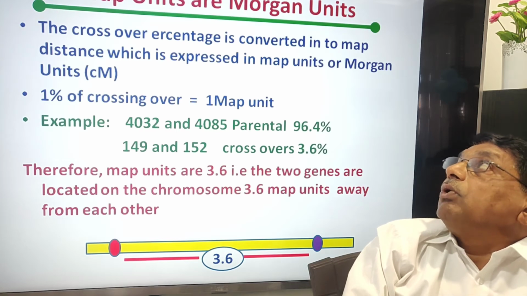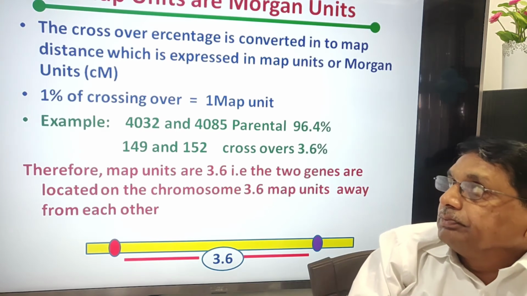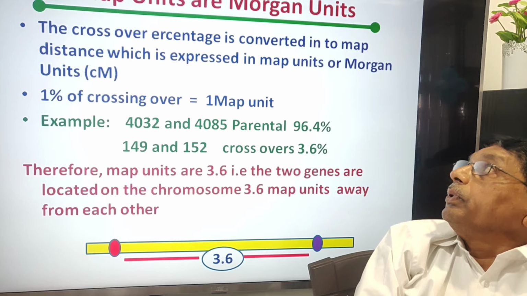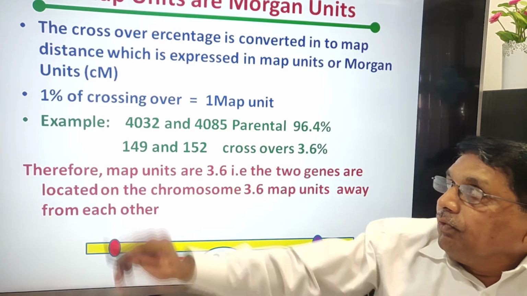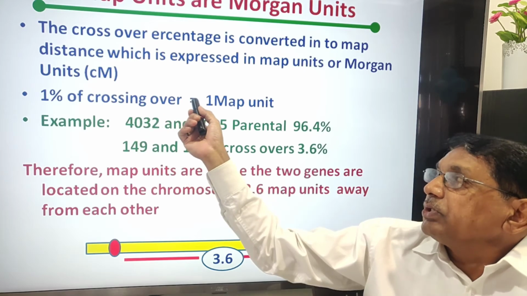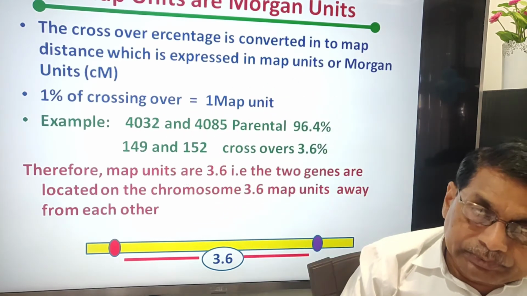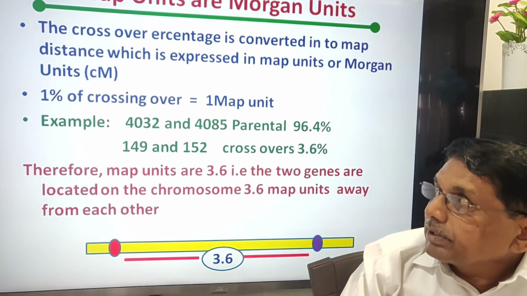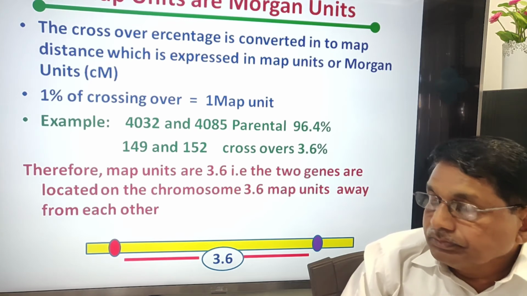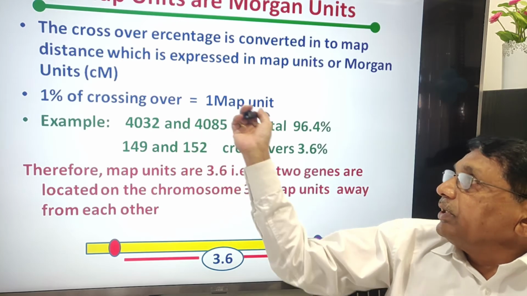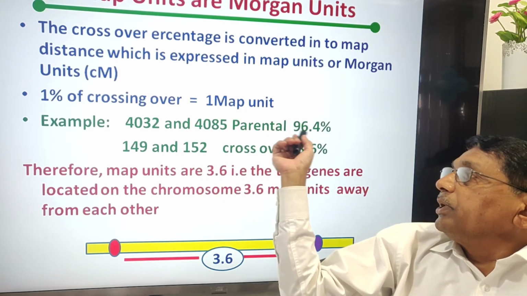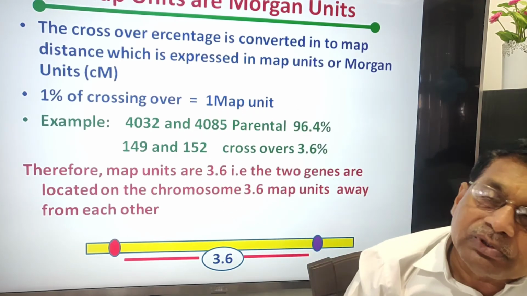Map units or Morgan units. 1% crossing over is equal to 1 map unit. For example, let us take 4032 and 4008 parental combinations that appeared in the F2 generation.